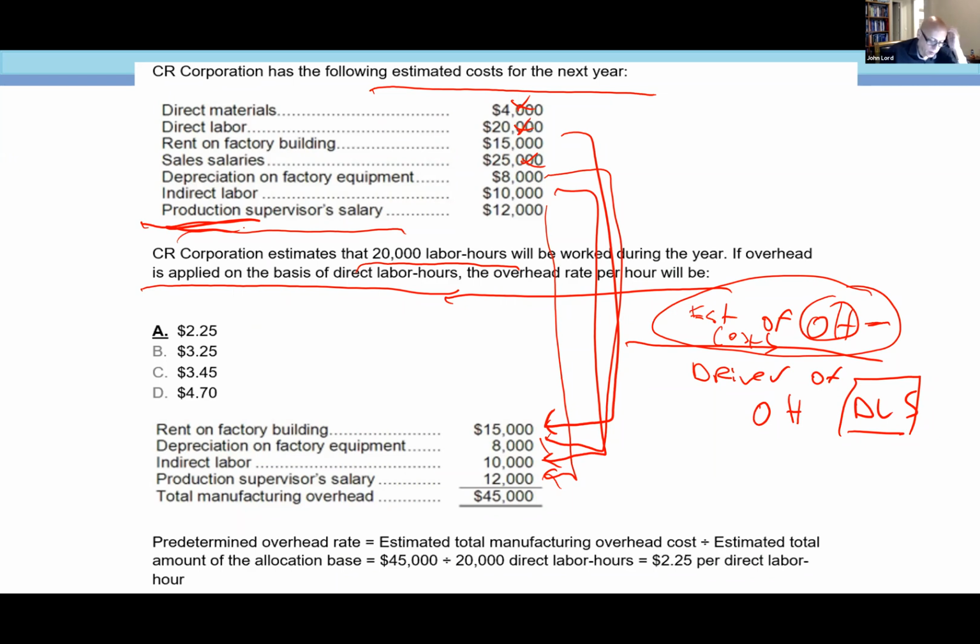Okay, that's a good question though. So we got a total of 45,000. We divide that 45,000 by the 20,000 they already told us. That gives me 225 per direct labor hour. Okay, question?